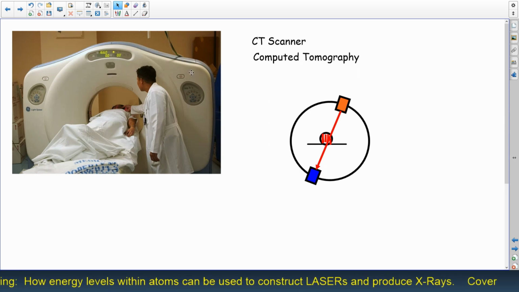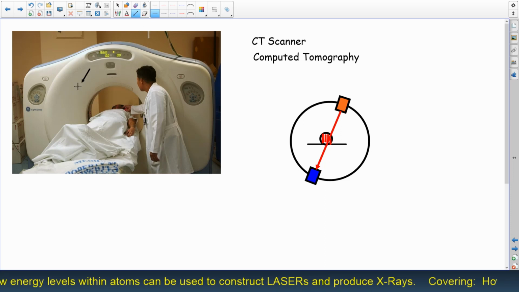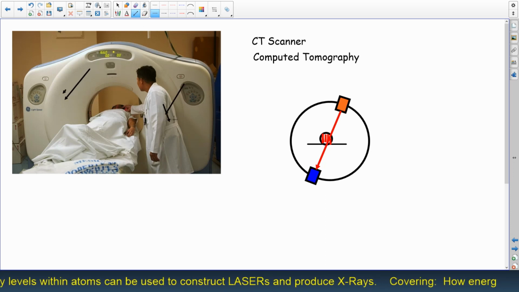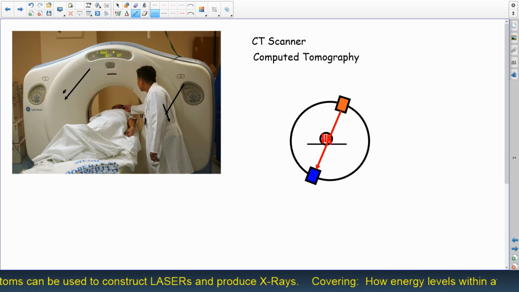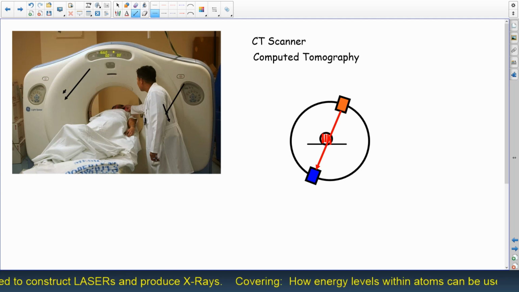The whole machine then moves, and you do the whole process again. It comes forward a bit, and you get another set of sliced images. And the result is that you can get X-rays from any given angle all the way through your patient.